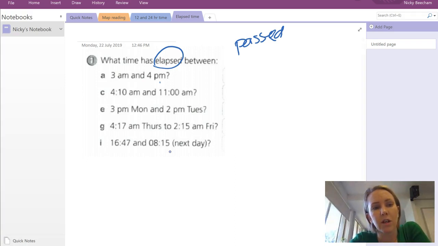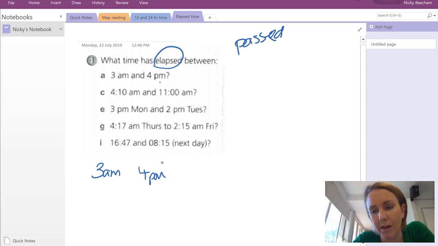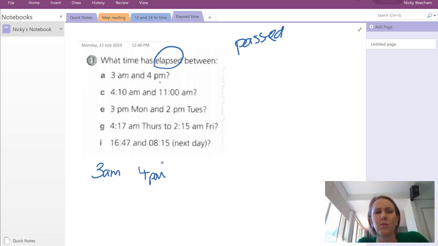So the first question here, we've got between 3 a.m. and 4 p.m. Okay, so they are our two times. And because it hasn't specified that more than a day has passed in the question, then you would assume that it is on the same day, okay? So let's have a think about this before we do the working so that we can check later if our answer is reasonable or whether it's much too big or much too small.